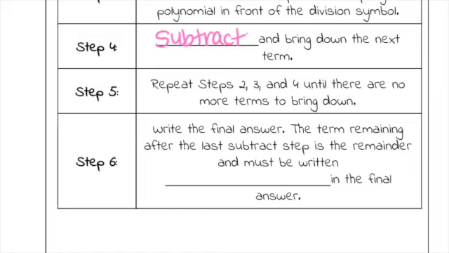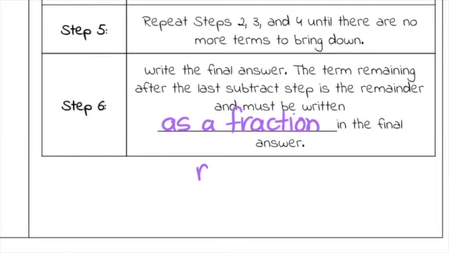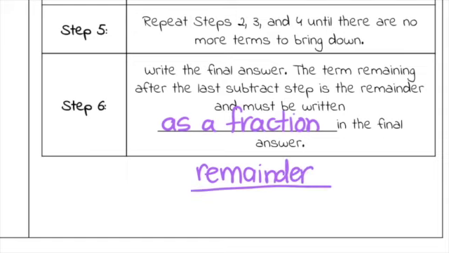So I was trying to find a different color here. We're going to write it as a fraction. When we write it as a fraction, we write it as the remainder over the divisor. The divisor is what you're dividing by, okay?